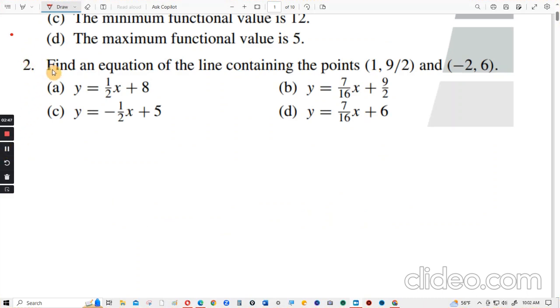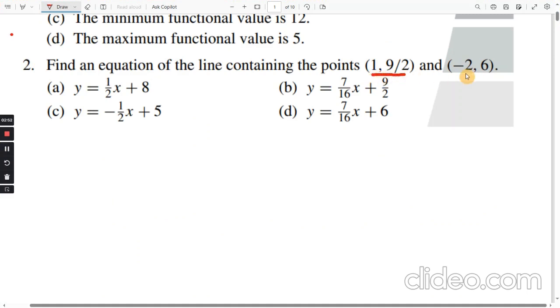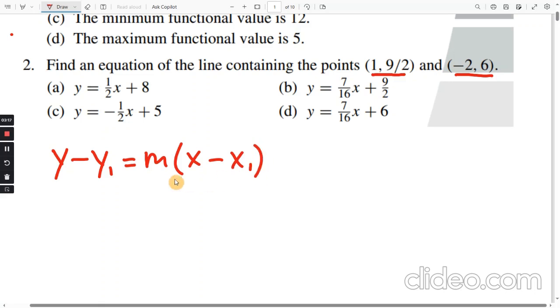All right, number 2, find an equation of the line containing the points (1, 9/2) and (negative 2, 6). So the answers are in y equals mx plus b form. Whether you use y equals mx plus b or the other equation, you definitely need the slope. I like to use point slope form, which is y minus y1 equals m times (x minus x1). But either way, you need the slope m. So let's find the slope m first.